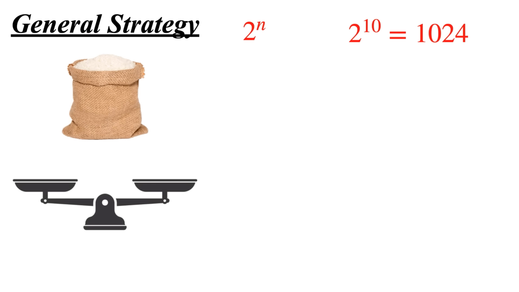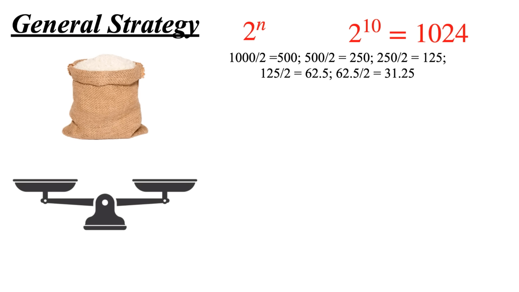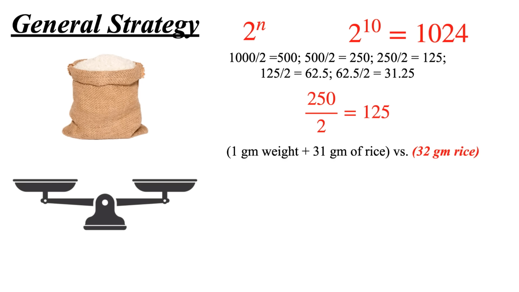So we realize that 1000 divided by 2 equals 500, 500 divided by 2 equals 250, 250 divided by 2 equals 125, 125 divided by 2 equals 62.5, and 62.5 divided by 2 equals 31.25, and so on. But what is important to notice here is the first small whole number in the above series is 125. That can be obtained by 63 plus 62, and we know we have a 1 gram weight, and hence when we go on approximately doubling the weight of rice, 1 gram weight plus 31 gram of rice versus 32 gram rice is obtained. Put this 32 gram in vessel V1 so as to get 125 gram rice.